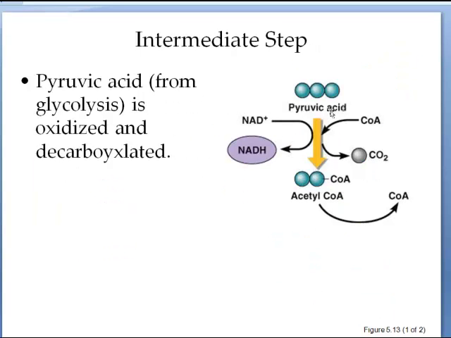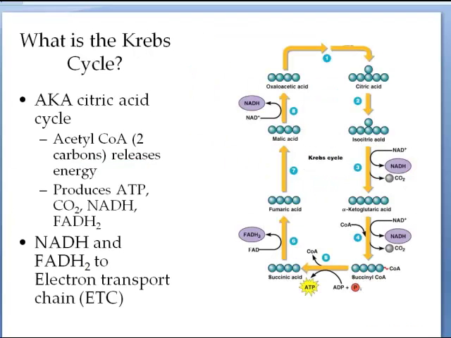Now once pyruvic acid is formed, pyruvic acid does not enter the Krebs cycle or the tricarboxylic acid cycle right away. The pyruvic acid has to convert into a molecule which is called acetyl-CoA. Acetyl-CoA is a 2-carbon molecule, and pyruvic acid is a 3-carbon molecule. So what has happened over this stage is a molecule of carbon dioxide has been released as 1 carbon, and we call this process decarboxylation, which is removal of the carbon dioxide molecule.